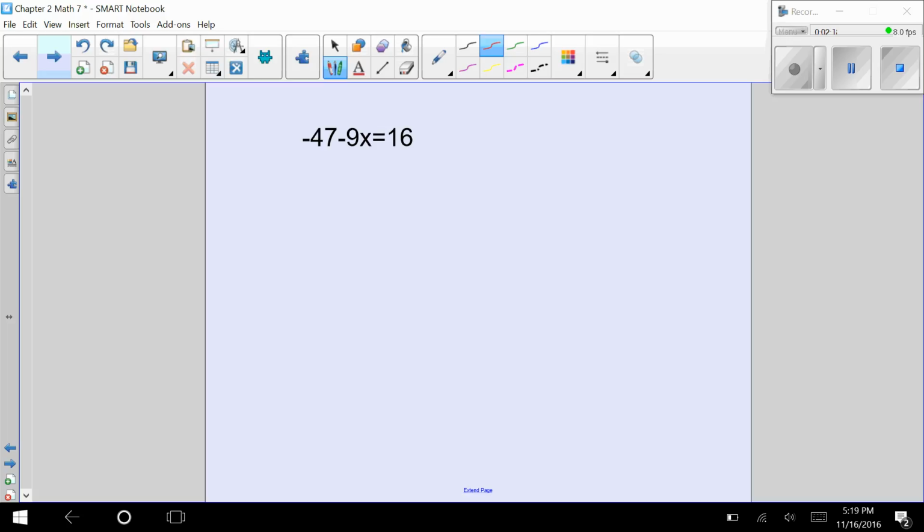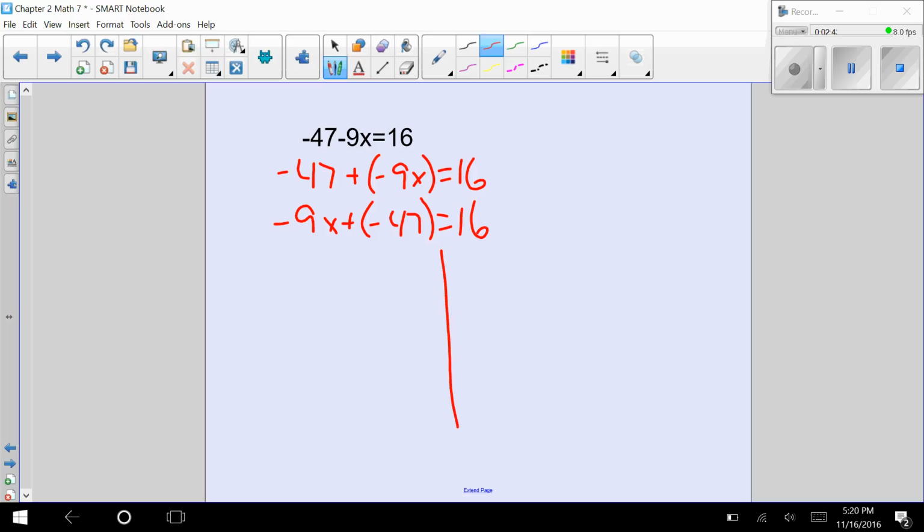Negative 47 minus 9x equals 16. This one is a bit more tricky. We can start it a couple ways. We can rewrite our minus as plus negative 9x equals 16, and then we can flip-flop them if we want to. We can make it negative 9x plus negative 47 equals 16. Whether or not you flip-flop it is up to whether or not you see the next step.